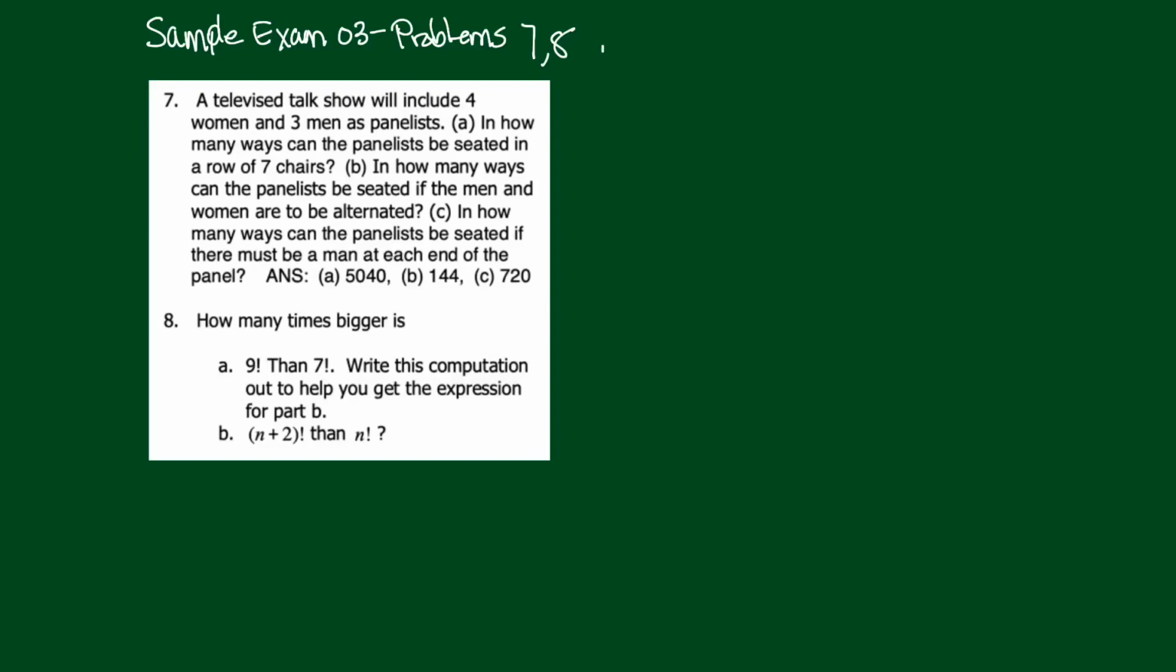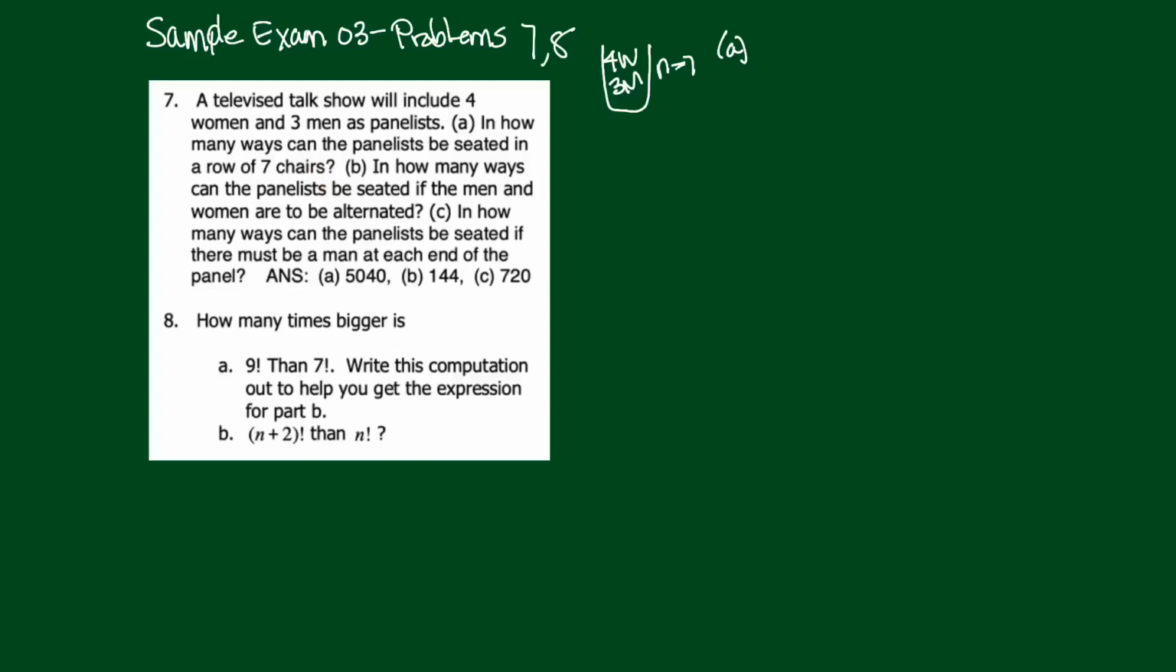Problem number 7, just so I can see what's going on here. We've got 4 women, 3 men, right? So n is equal to 7 altogether. And then how many ways, this is part A now. In part A, what's it say? In how many ways can the panelists be seated in a row of 7 chairs?